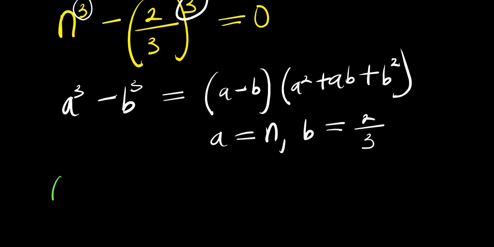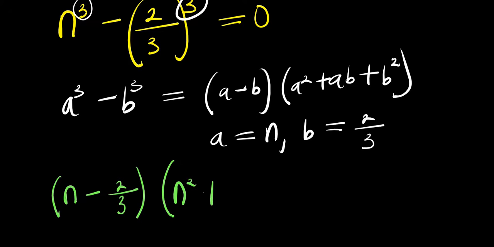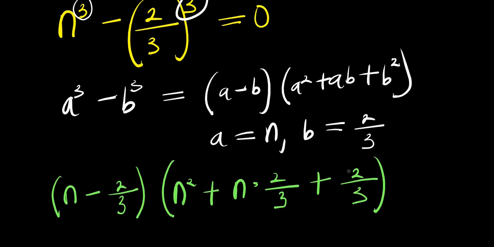So we are going to have a minus b, that is n minus 2 divided by 3, times a squared, that is n power 2, plus ab, that is n times 2 divided by 3, plus b squared, that is 2 divided by 3 raised to the power of 2, and this equals 0.